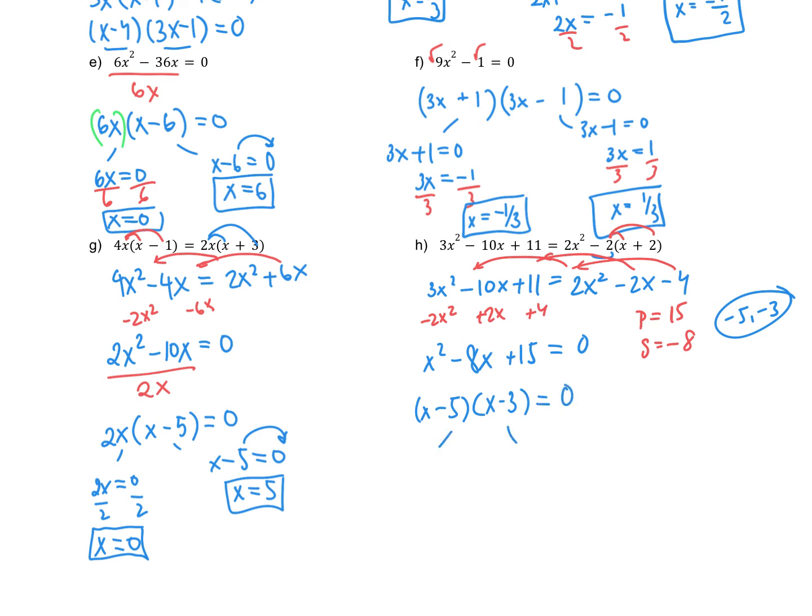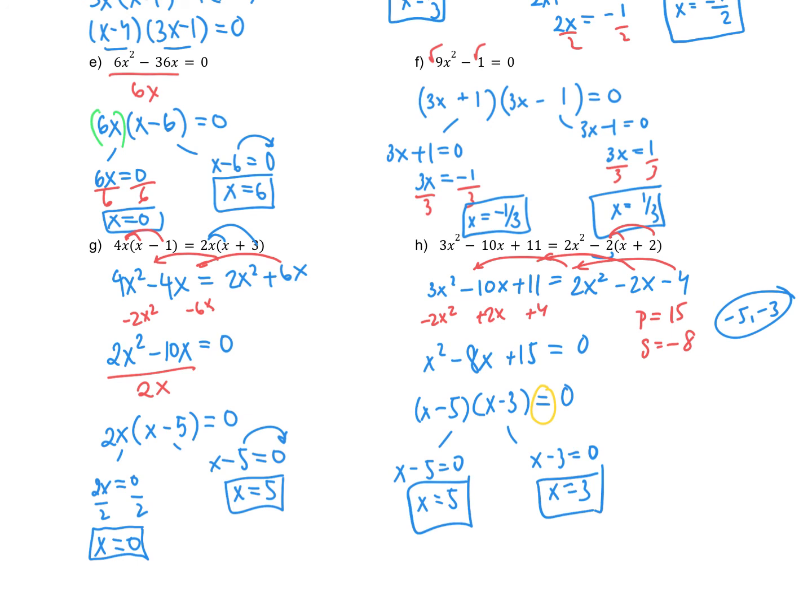You factored it, don't forget to solve because this is an equation, and you know it's an equation because of the equals 0 part. So when x minus 5 equals 0, we bring the negative 5 over, it becomes positive. When x minus 3 equals 0, we bring the negative 3 over, and it becomes positive 3. And that's it for solving by factoring.